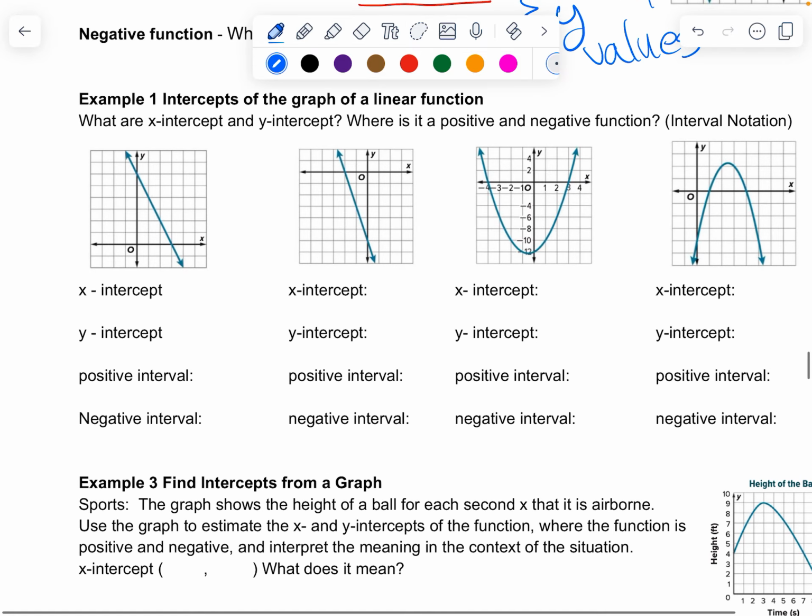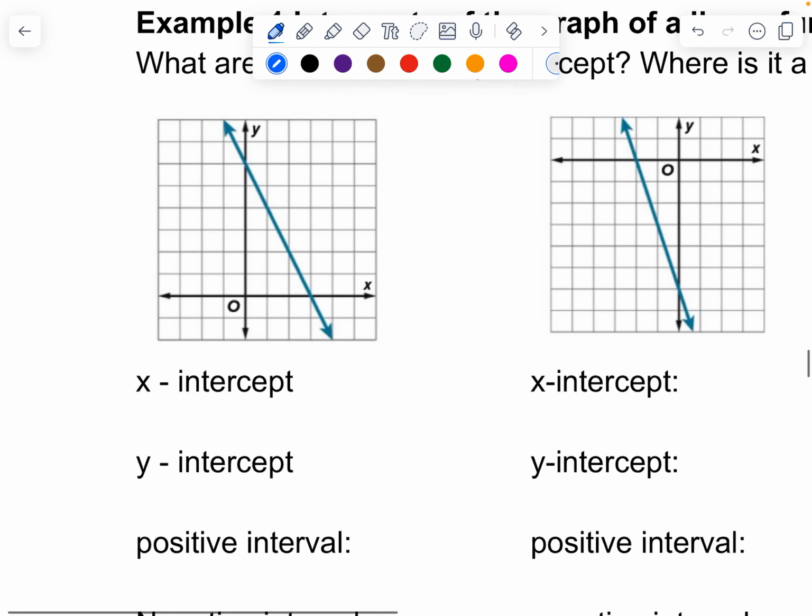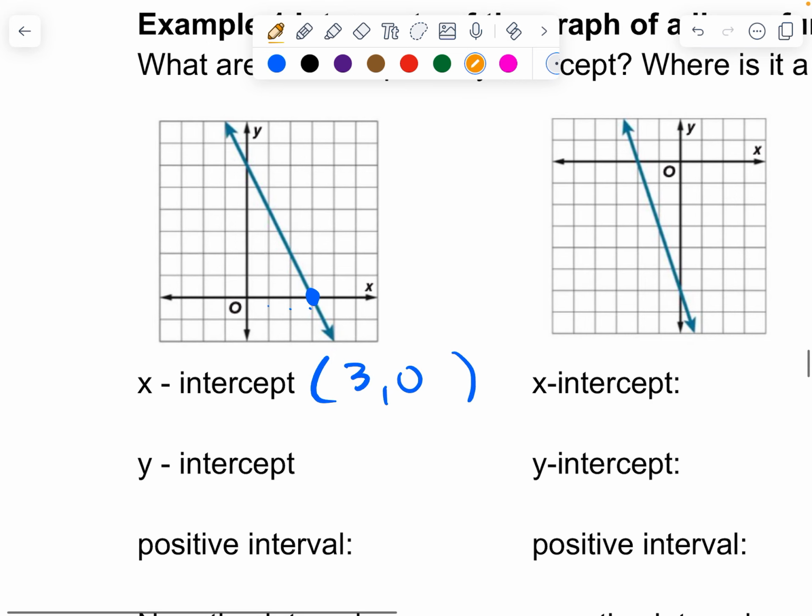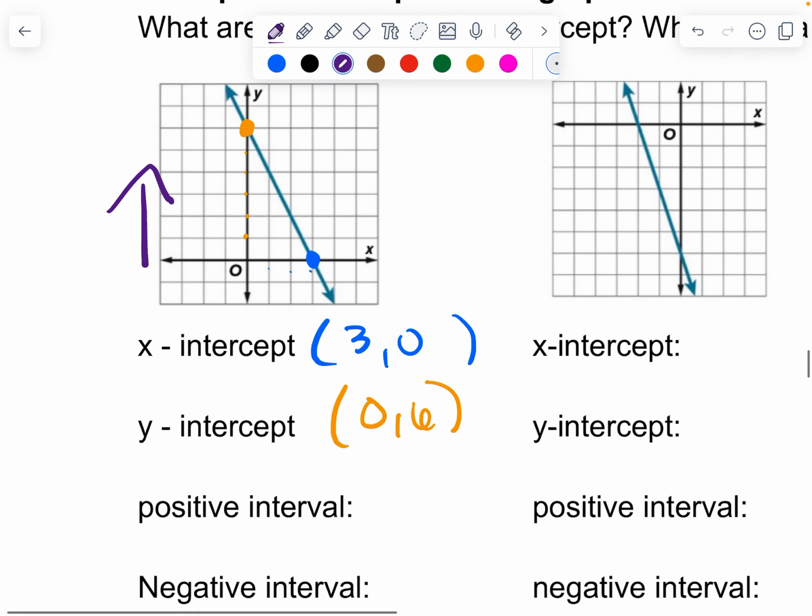Okay, so let's look at this very first one here. X-intercept. This point right here, it goes over 1, 2, 3 times, so that's 3, 0. We're talking about the y-intercept. It goes up 1, 2, 3, 4, 5, 6 times, so that's the point 0, 6. Now, if we were talking about all the stuff above the x-axis, remember we want to do interval notation on this, and these are the y values.